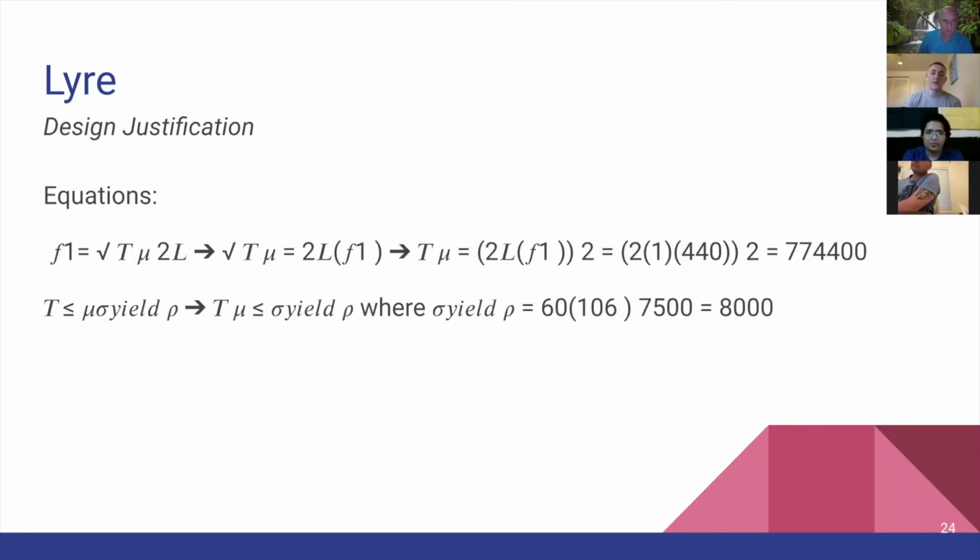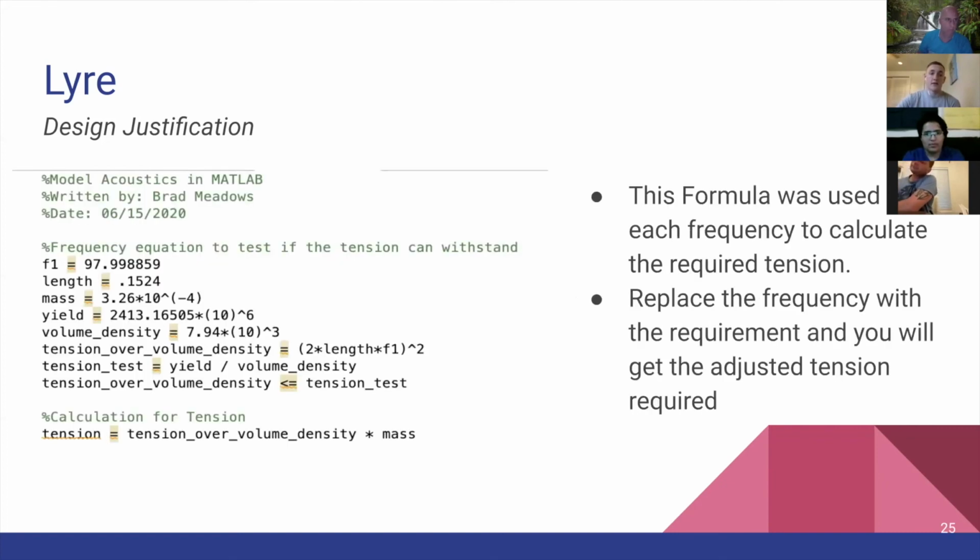The design justification. So below are the following equations to see if the string with the length of 6 inches can handle the tension for the required frequencies, and it can. And then you can calculate the exact tension required to meet the required frequencies. So I completed all my calculations in MATLAB. I did not use a vector. Instead, I just changed the frequency as it went on. All the frequencies that had to be hit were between 97 and 195 hertz. And then I just did that for each frequency required, and that's what I will adjust the strings to.